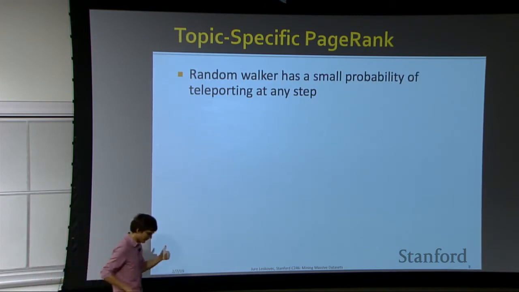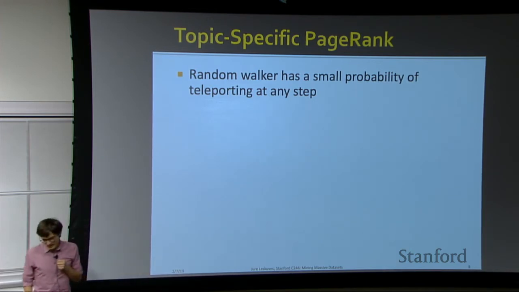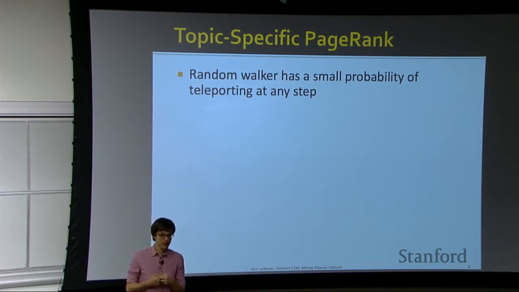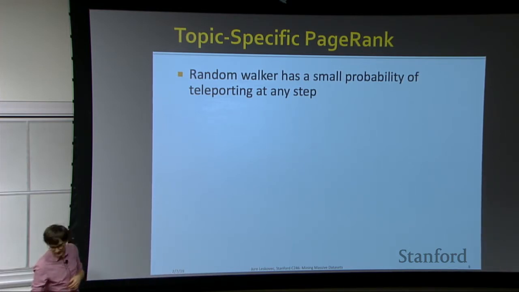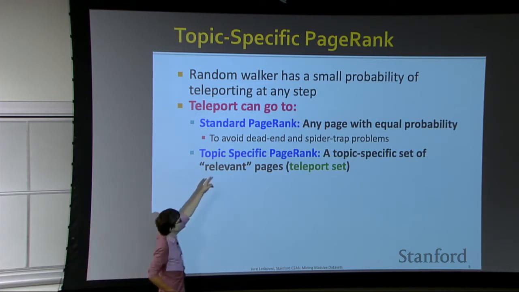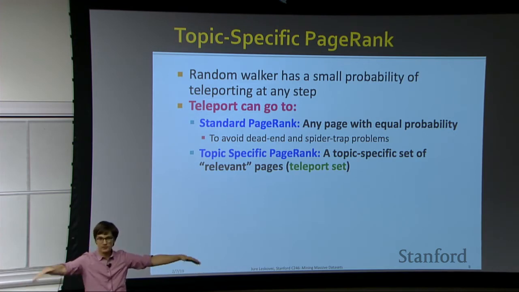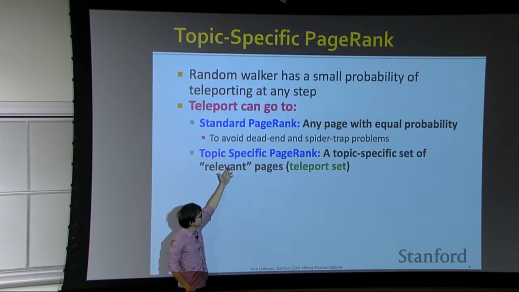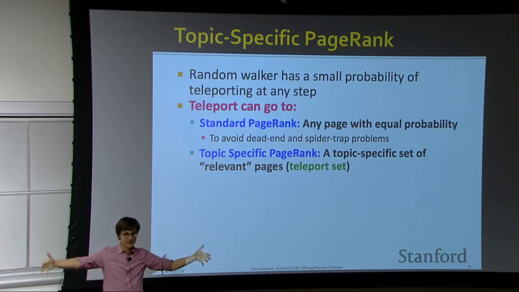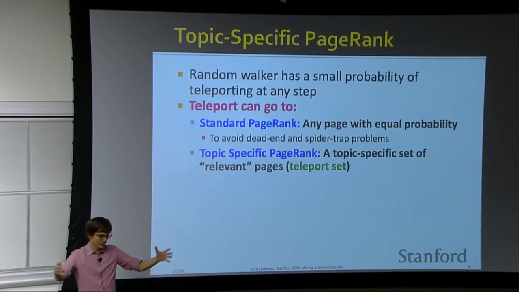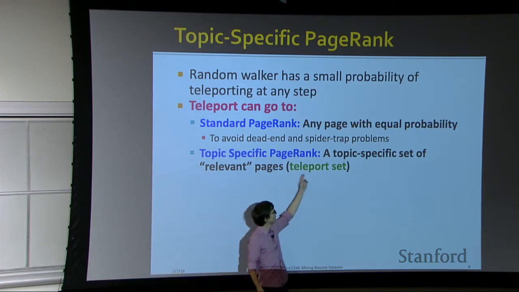So here is how we will think of topic-specific PageRank. Our conceptual way of thinking of PageRank is a random walker who can decide to take a step or can decide to teleport. If the walker teleports, the question is, where do they land? In standard PageRank, they land at any page with equal probability. Whenever the random walker teleports, it lands somewhere on the graph, choosing the landing spot uniformly at random. Topic-specific PageRank says that whenever the random walker teleports, it won't land just anywhere, but at a topic-specific set of relevant pages. So all we are doing is constraining the landing to a set of nodes, and we call this set the teleport set.